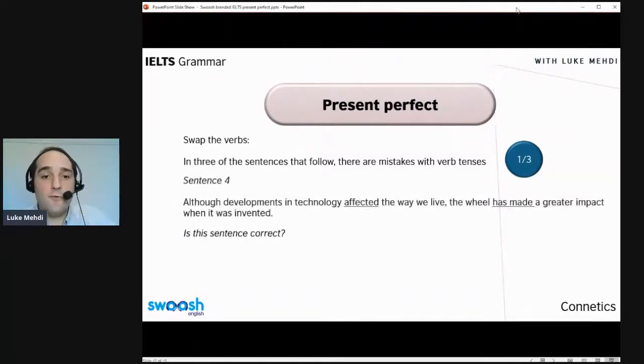So sentence number 4. Although developments in technology affected the way we live, the wheel has made a greater impact when it was invented. What do we think, guys? Is this correct? Yes or no? Any ideas? Who thinks this sentence here is correct?